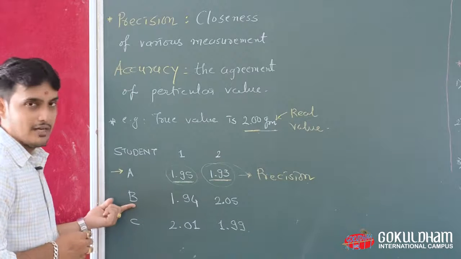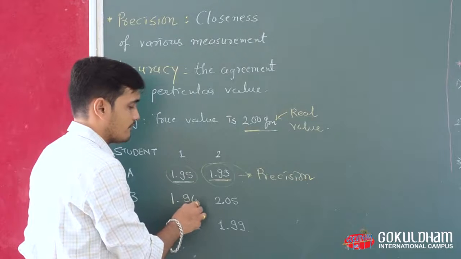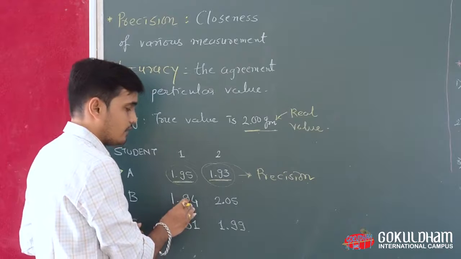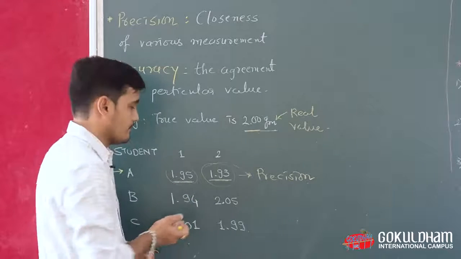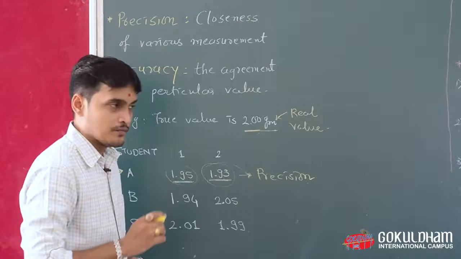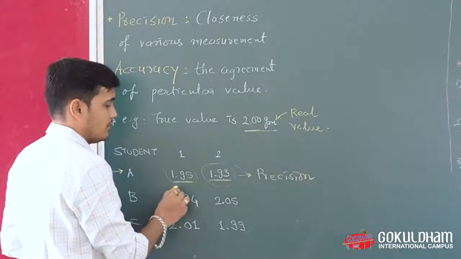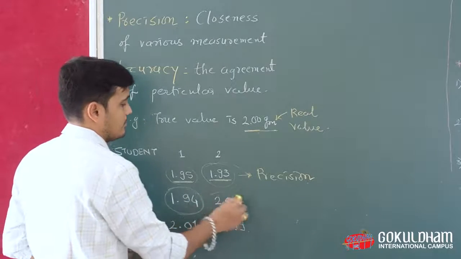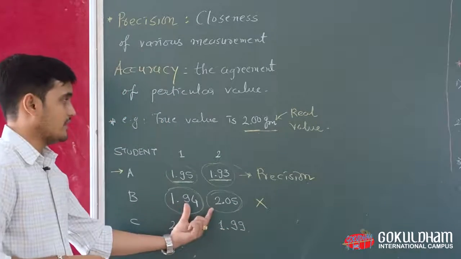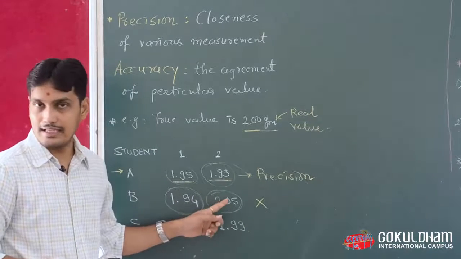Student B carried out the same practical and showed the results 1.94 and 2.05. This 1.94 is totally far from 2.0 and this 2.05 is also far from 2.0 gram. So we can say that the measurements taken by student B are neither precise nor accurate. This will not be considered in any category, neither precise nor accurate.